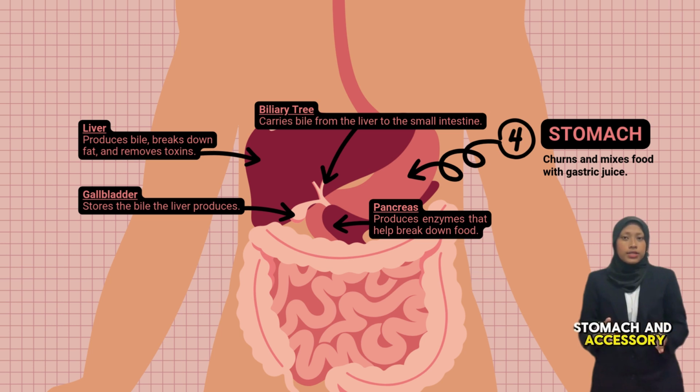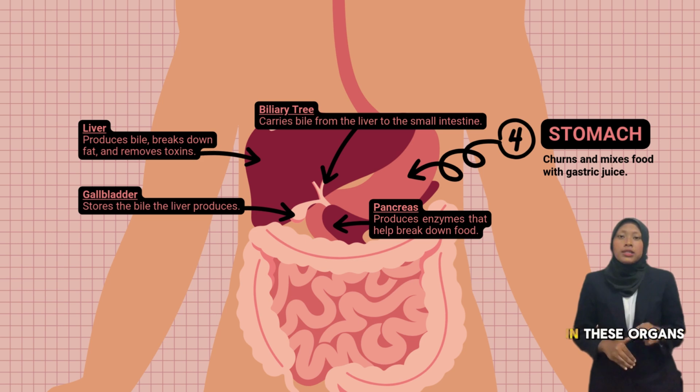The stomach and accessory digestive organs work together to break down food and prepare it for nutrient absorption. The stomach churns and chemically digests food, while the liver, biliary tree, gallbladder, and pancreas assist by producing bile and digestive enzymes. This process ensures that nutrients are efficiently absorbed and the waste products are eliminated. Any dysfunction in these organs can significantly impact digestion and overall health.